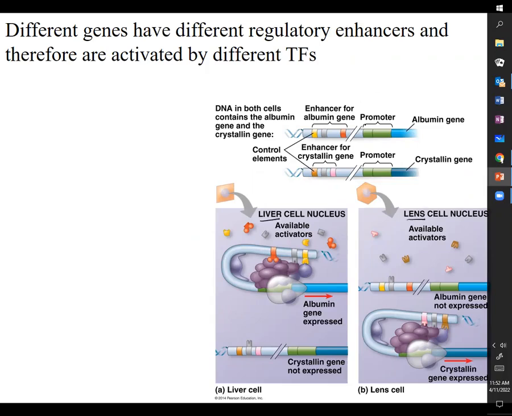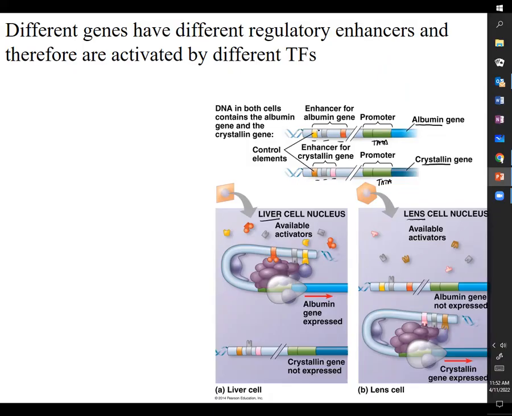Well, when we're talking about the level of transcription factors and enhancers, let's imagine two different genes. Here's an albumin gene. This is a gene that codes for a protein that's in abundance in the serum. It's involved in detoxification sort of processes. And then here's a crystallin gene. The crystallin gene codes for a protein that's involved in vision. So we've got albumin and crystallin. They both have promoters, so a TATA box would be in here. They both have proximal elements, but they have different associated enhancers.